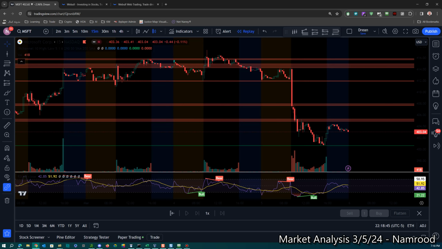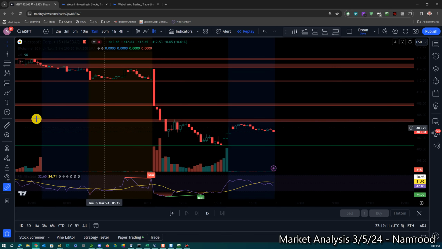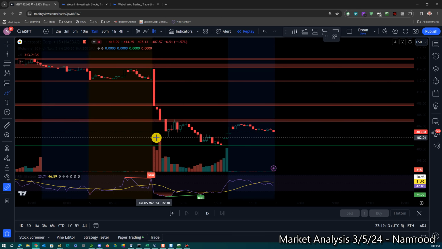RSI is screaming down here, oversold, right? And I don't want to draw the fibs here, but I'm sure that this was at a significant fib level, and we went up a little bit, then we went down again. I think that here is where I averaged down. No, I averaged down here, this one.